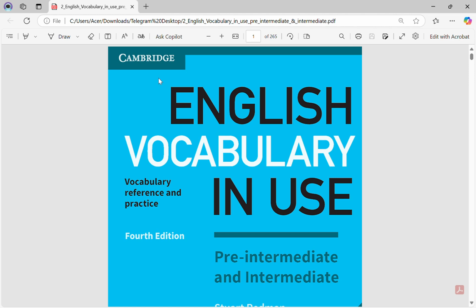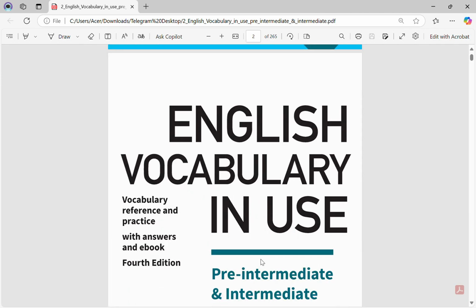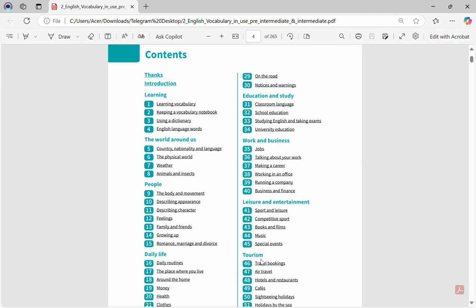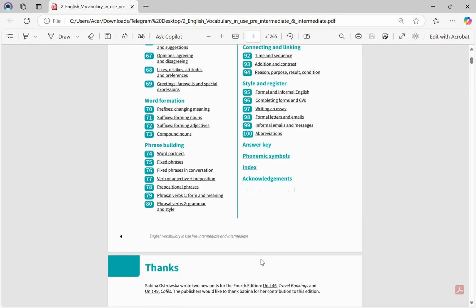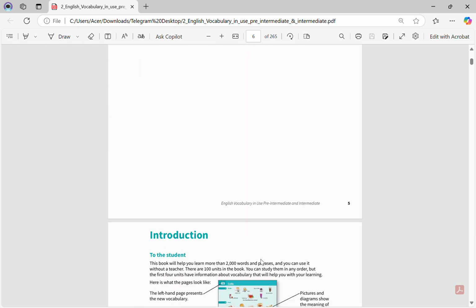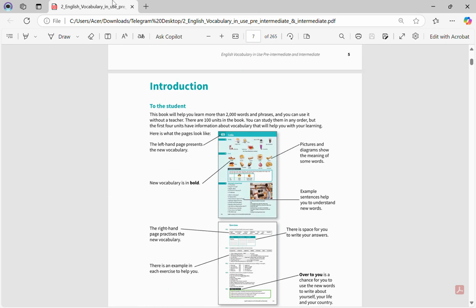Okay, cool. Cambridge English Vocabulary in Use, pre-intermediate and intermediate level. Vocabulary in Use. Contents: Introduction, Learning vocabulary, Keeping a vocabulary notebook, English language words. Okay, for the introduction.